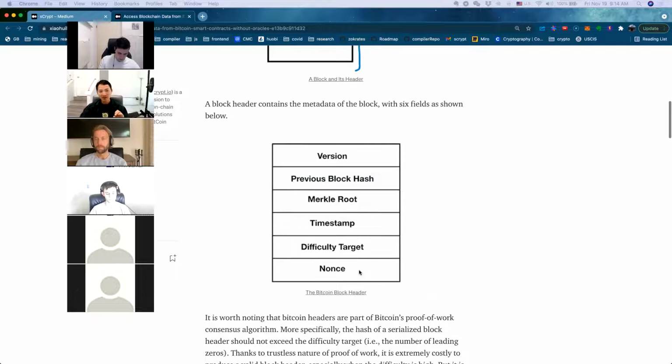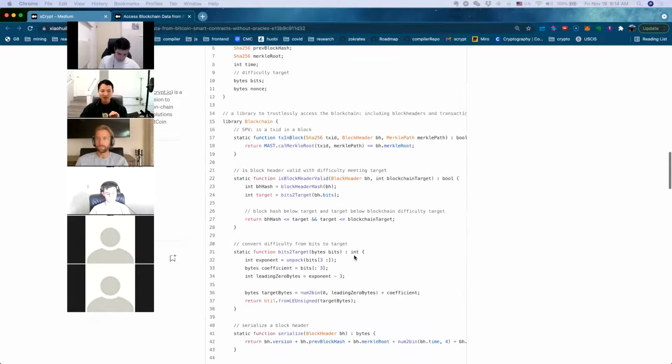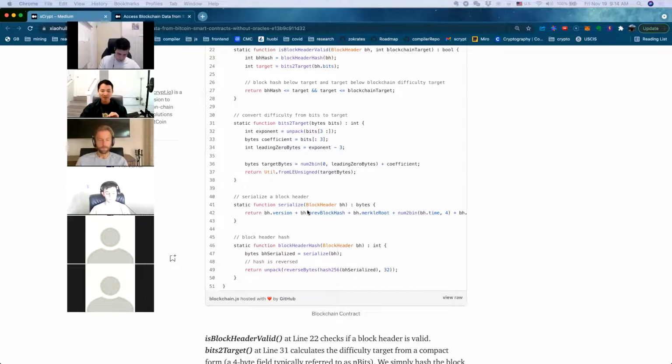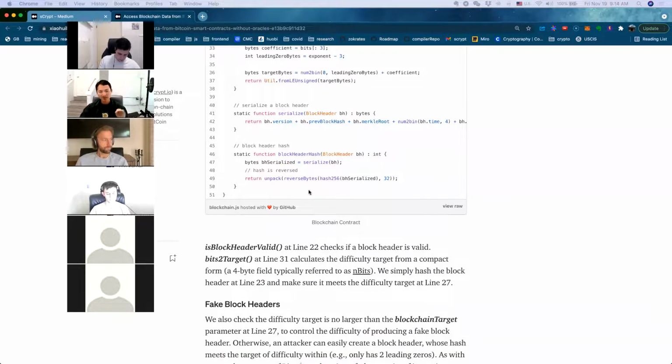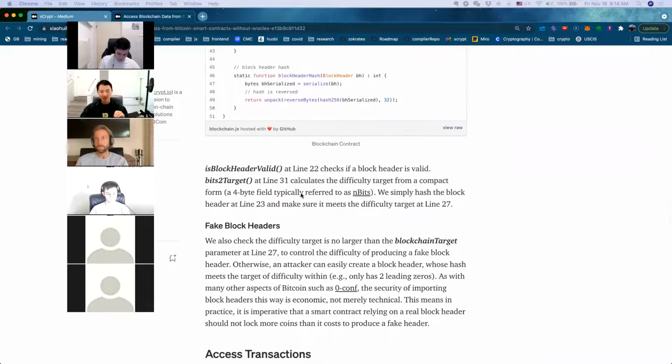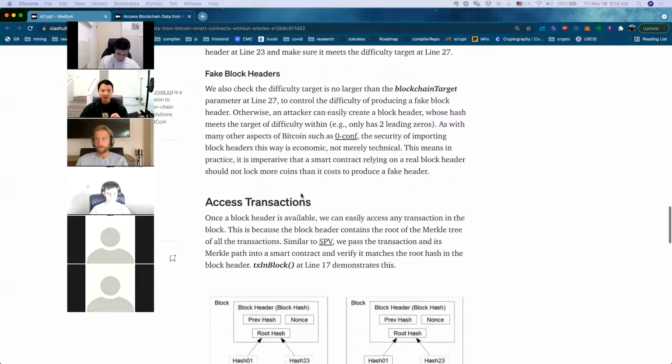So once we have this as a foundation, we can get the block headers. You can see the sCrypt code here. We also publish all the code, so if you want to play around, you can.